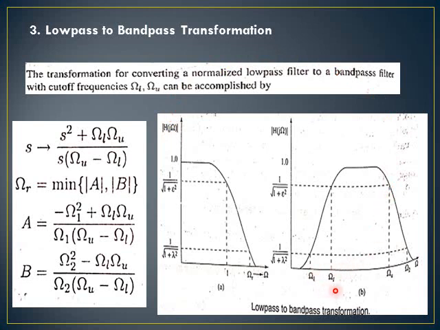So here we have a low pass here. This is a lower frequency and this is your upper frequency, omega 1 and omega 2. So in band pass, what happens is that in this band, in this part only, the signal can be passed. Now here there is a stop band. Here also there is a stop band.